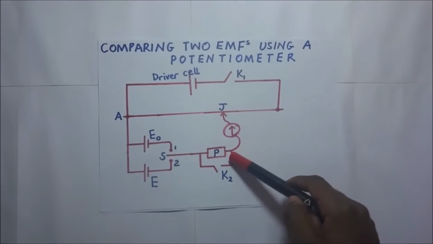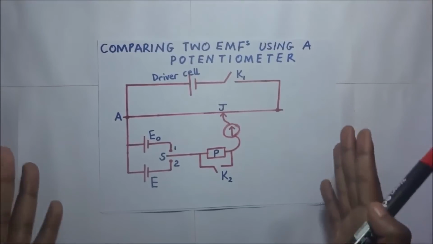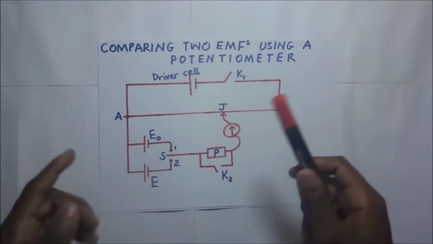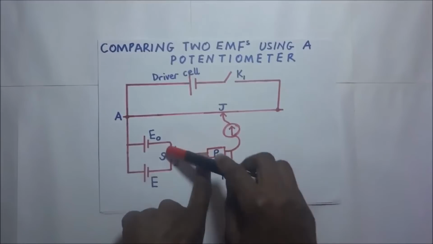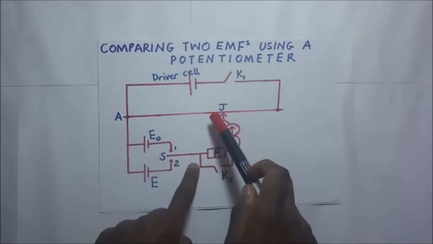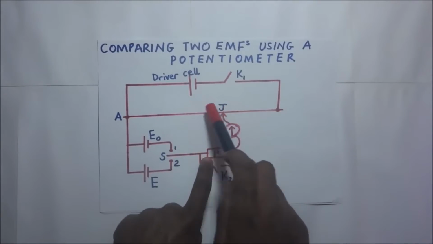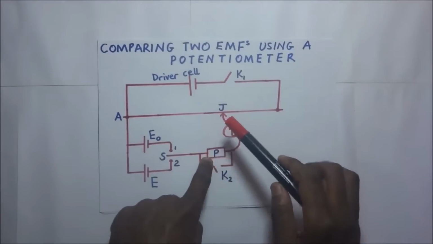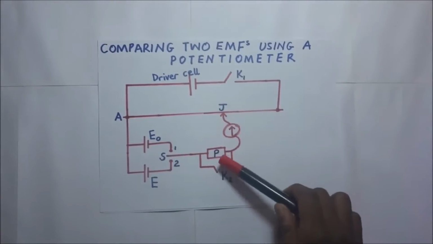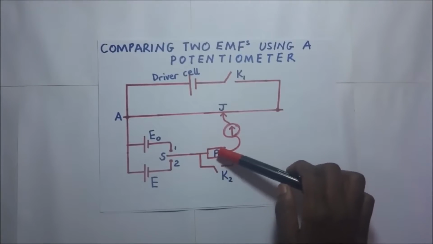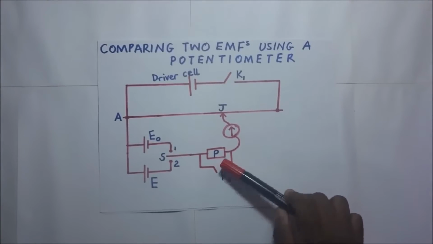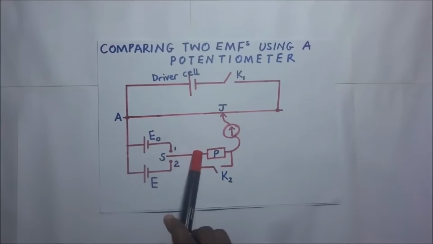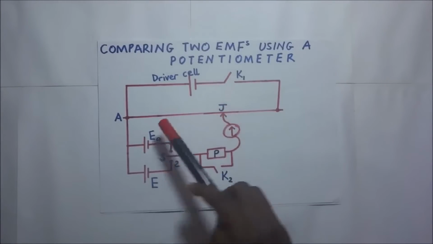Now, of course, the procedure of our experiment will reveal that we first obtain the balance point when the protective resistor is in the circuit. That balance point will be just an approximate one. Then we will go ahead and get the accurate balance point by removing this protective resistor out of the circuit. We remove it by simply closing switch K2. When we close switch K2, any current flowing through here will bypass this resistor into the galvanometer, and then we will obtain the balance point.